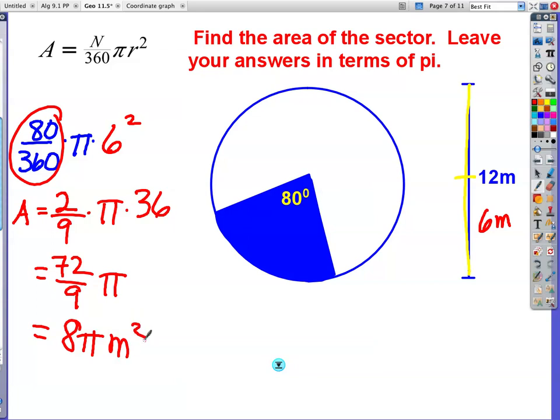All right, now let's just say this was a 73, didn't come out to be something that divided by 9. I would allow you to put a decimal, so you would have like 8.1 or something. I would let you put 8.1 pi. However, being that I'm the fraction teacher, I would love it if you just left it 73 pi over 9 if it doesn't come out nice and even like this one. All right, so this one comes out even, so my answer is 8 pi meters squared.